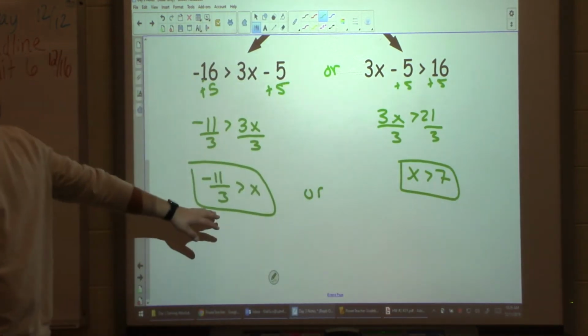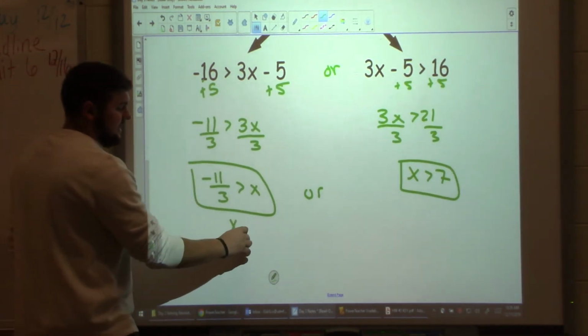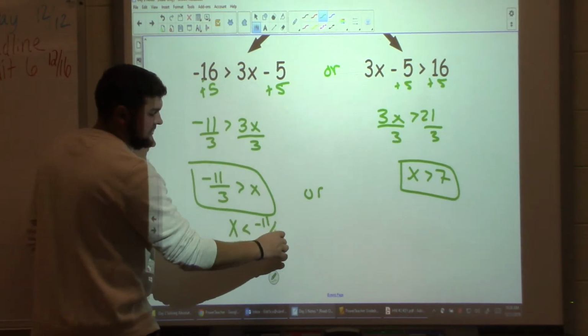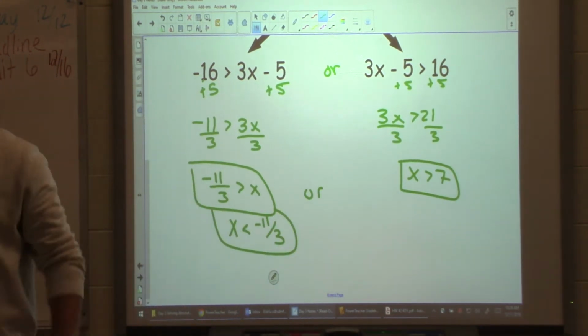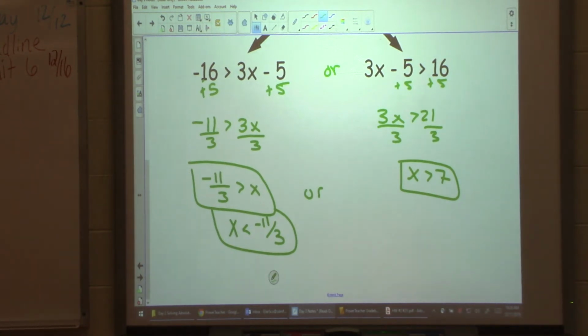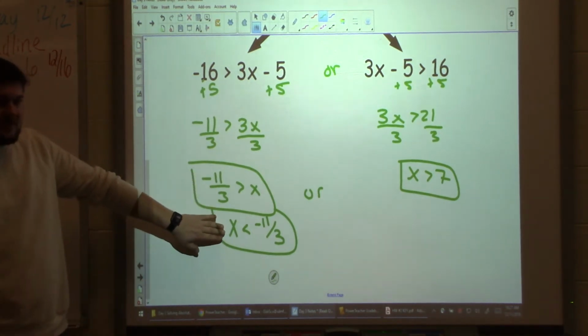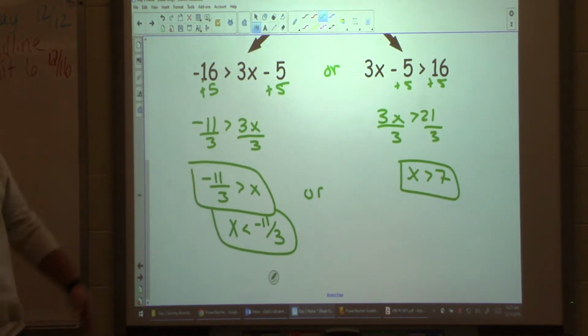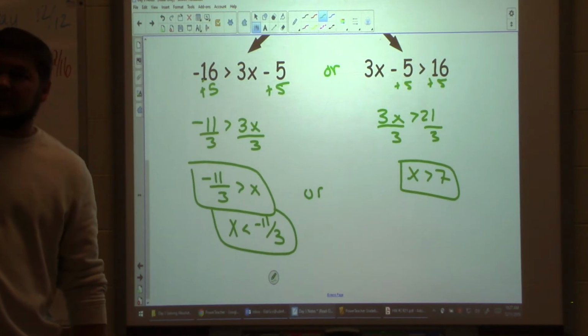Now, I'm going to rewrite this for graphing purposes later on. I would write it as x is less than -11 thirds. That's just how my OCD brain works. I like to have x on the left side. If you wrote it the first way, that's perfectly fine as well. This is a perfectly okay answer. Now, I'm going to write it like this, but you can leave it like that. That's fine. It will not get marked wrong if you leave it like that. Does that make sense? Do we have any questions so far?